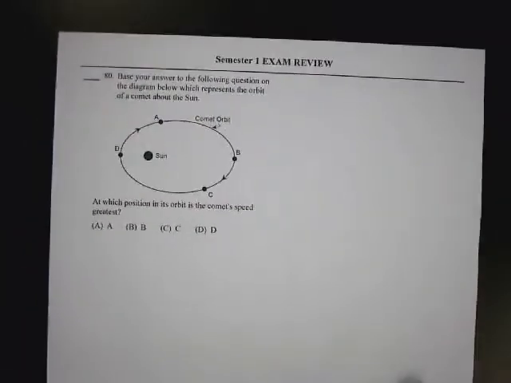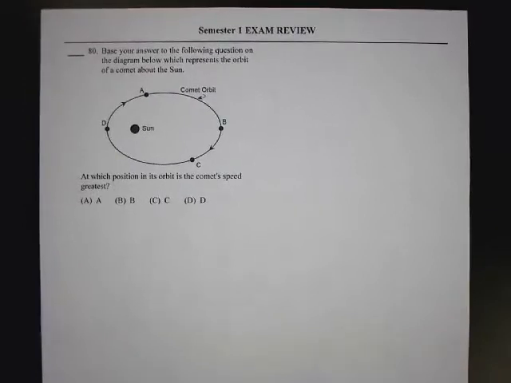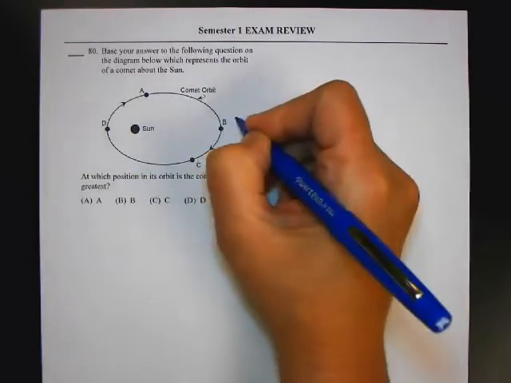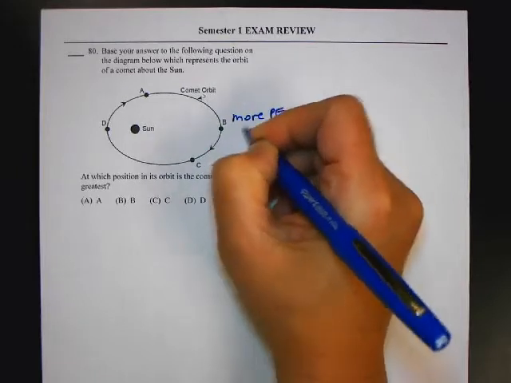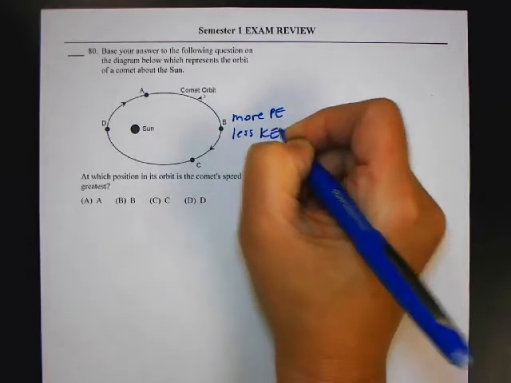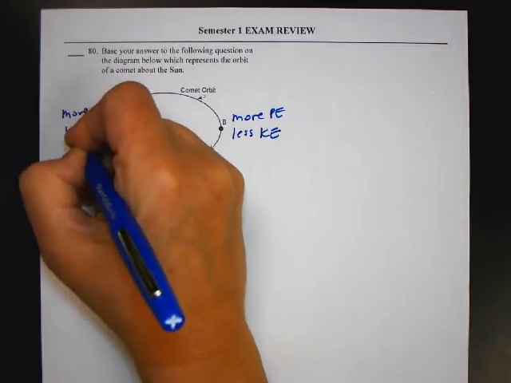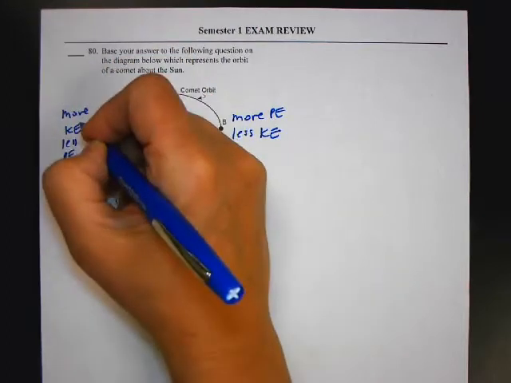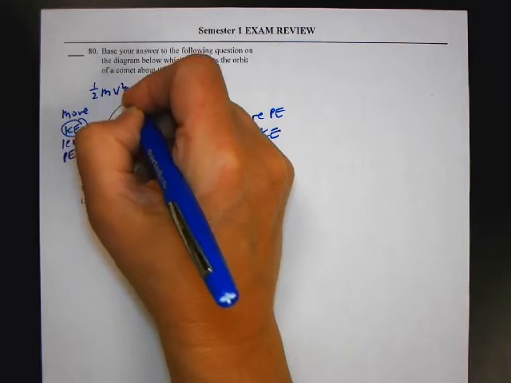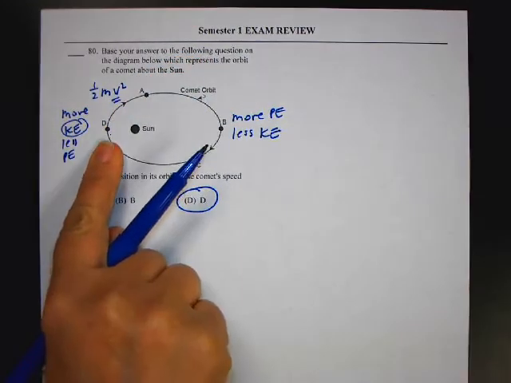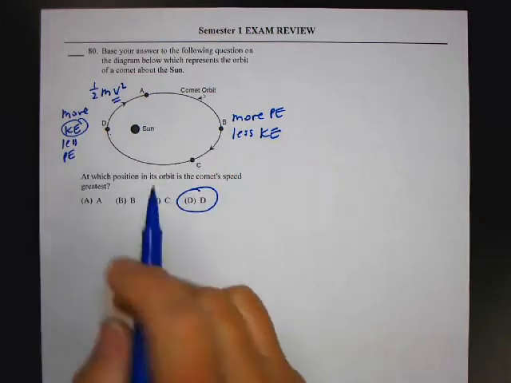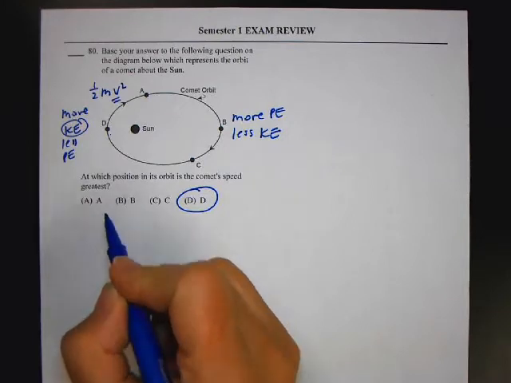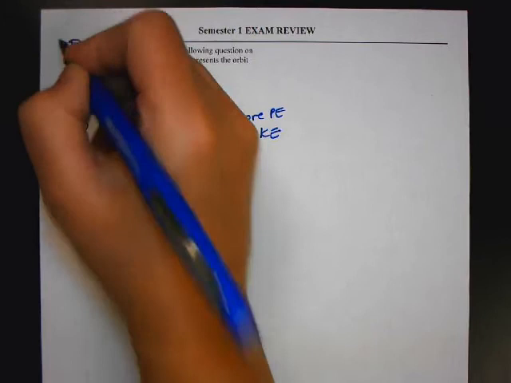So this one talks about Halley's Comet, and it says, base your answer on the diagram. At which position is the speed the greatest? So here, when it's farther away, I'm going to have more potential energy and less kinetic energy. And here I'm going to have more kinetic energy and less potential energy. So the answer is going to be D, because here I have more kinetic energy, and kinetic energy is 1/2 m v squared. So it's going to be going faster here, and it's going to be going slower here. So again, since kinetic energy is 1/2 m v squared, when it has the greatest kinetic energy, it will have the greatest speed. And that's it.